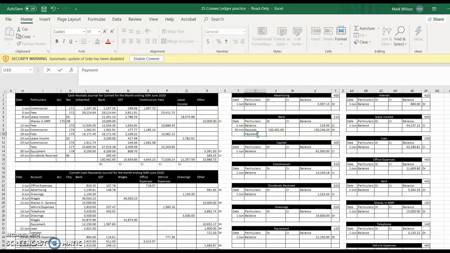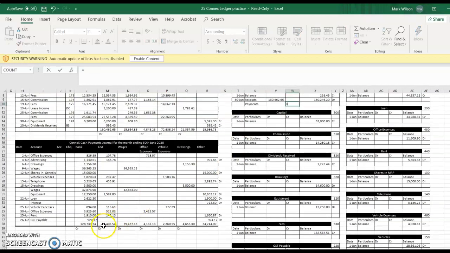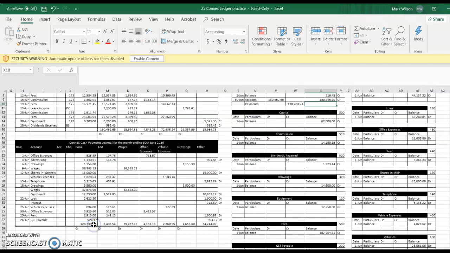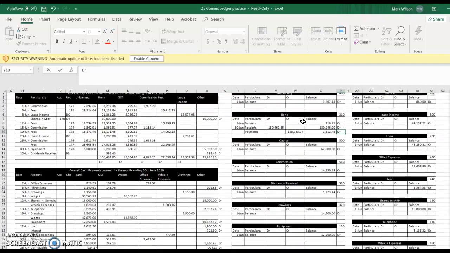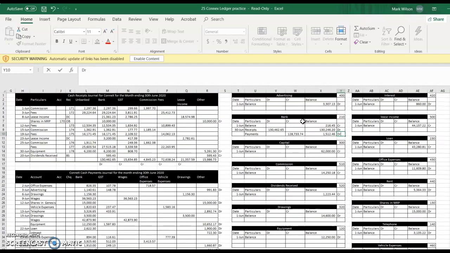Do you know where this comes from? Down here, payments in the cash payments journal. So this is the thing that a lot of people get stuck on, is that the bank here went from a negative figure to a positive figure. Alright, so that's your bank. The rest of them are pretty much easy. That was the hard one.